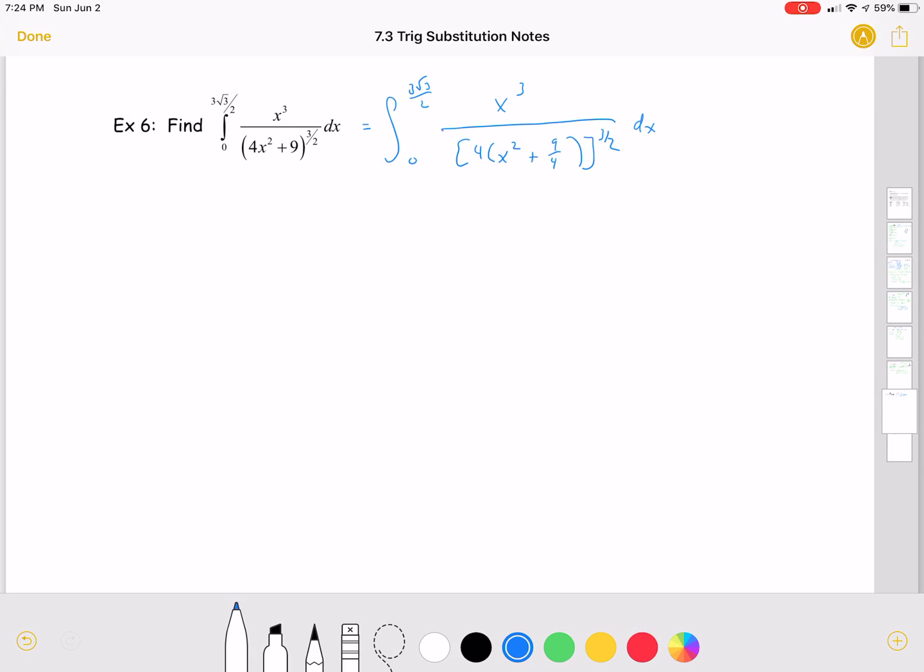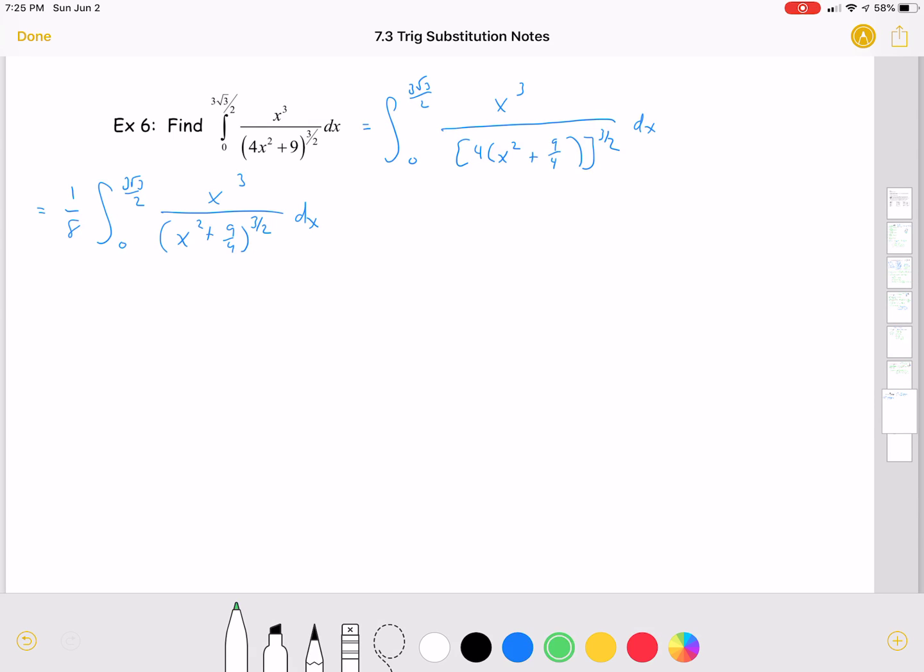Let's go ahead and finish off taking this 4, however, out. 4 to the 3/2 power, remember, it's the square root of 4. Do the half power first, which is 2, and then cube it, which is 8. So I'm going to have a 1/8 on the outside. Alright, so I've still got an x cubed on top, and then I've got x squared plus 9/4 to the 3/2 power. And again, if you felt like you needed to, you could rewrite that as the square root of x squared plus 9/4 and then cube the whole thing. And it does give us the correct form.